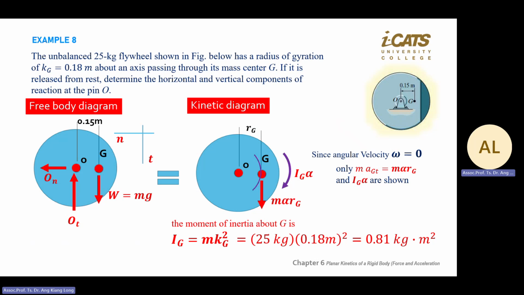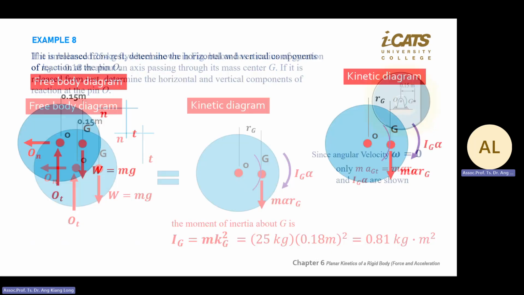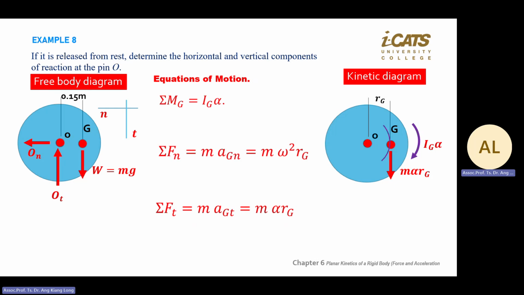Of course, if your interest point O and G have a distance, you still need to find the I, because I equal to Ig plus md square. So this k is to help you find the Ig only. Ig equal to mk square. Then pull out these three equations again: F equal to ma in the tangent and normal directions, and then bring in mg equal to Ig alpha. This set of equations only works for a circular rotating body.